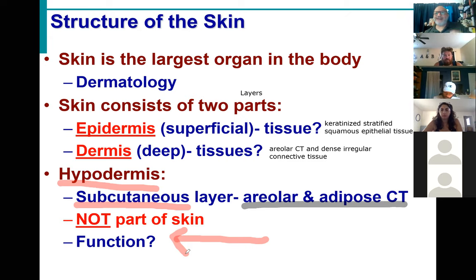The other major important function it has with the skin is not just that it connects the skin to the muscle, but how it connects the skin to the muscle.